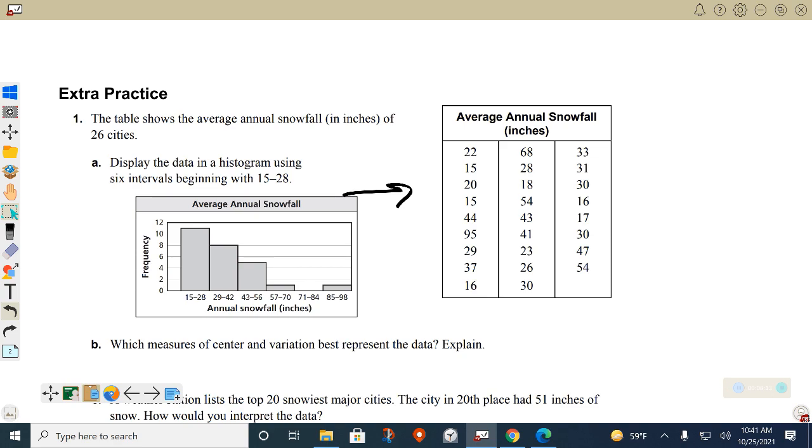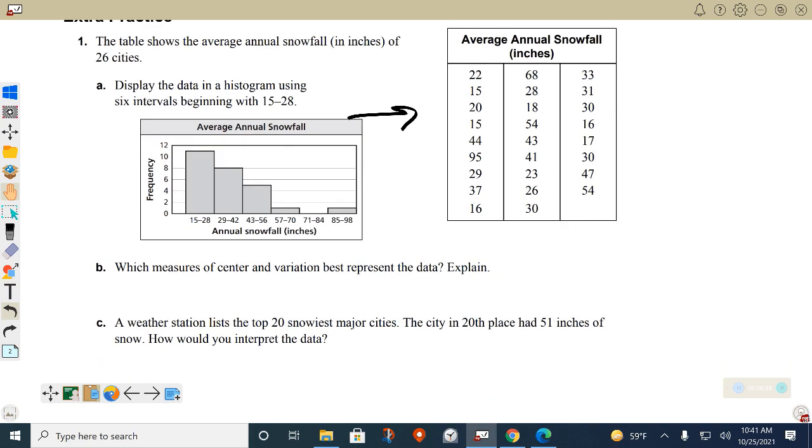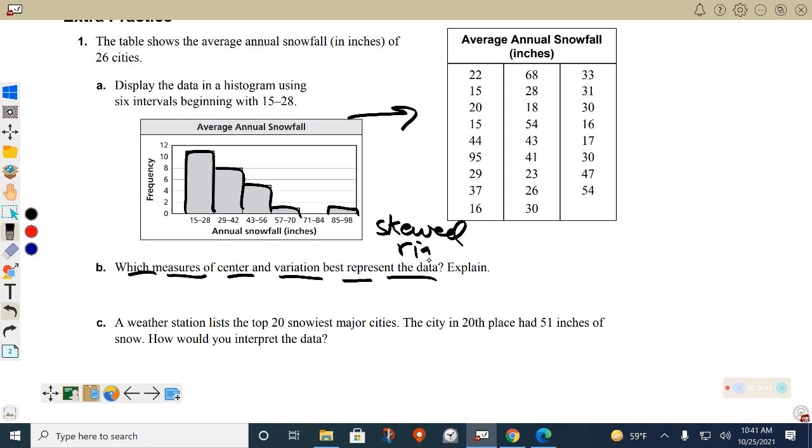Notice that. And look at question B here, okay? Question B says, which measures of center and variation best represent the data? Okay? So this data, most of the data is on the left. Look at all the bars are on the left and it's kind of tapering down to the right. This data is skewed to the right. You can write down in your note guide here, this is skewed to the right because most of the data is on the left.